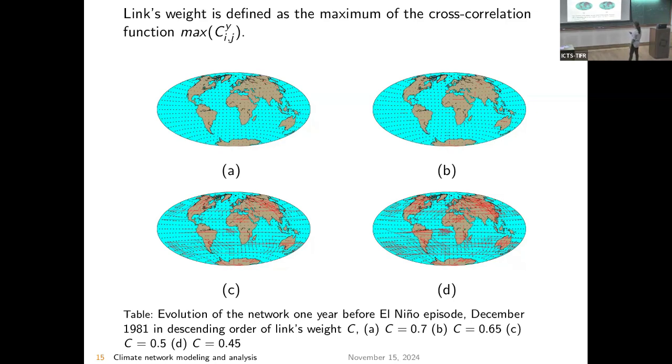This is how the 7.5 degree resolution looks. I have 726 nodes, and I will start adding links from higher correlation value to lower correlation value. These are the links which you see for 0.7 correlation. And while I'm changing the C value, I will calculate a normalized largest cluster and a susceptibility. What is that? I will explain it in the next slide.